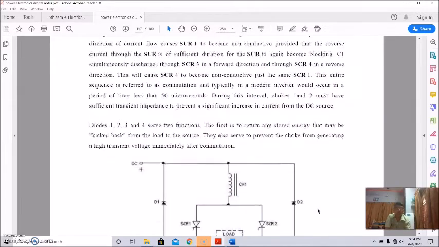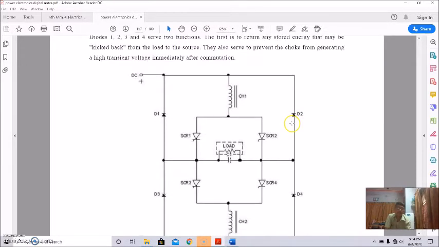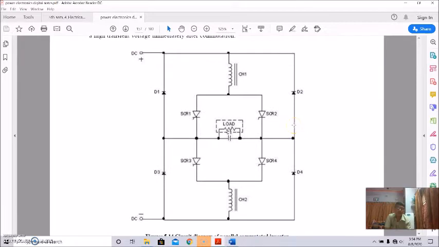So diodes 1, 2, 3, 4 serve two functions. The first is to return any stored energy that may be kicked back from the load to the source, and they also serve to prevent the choke from generating a high transient voltage immediately after commutations. So that's why the diodes are being connected. So this is the diodes.